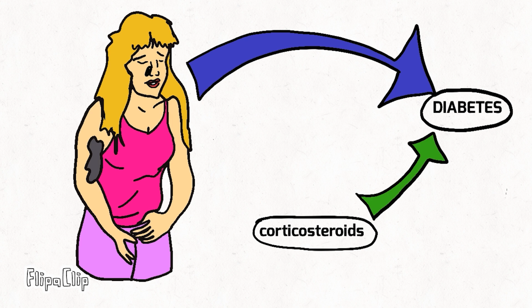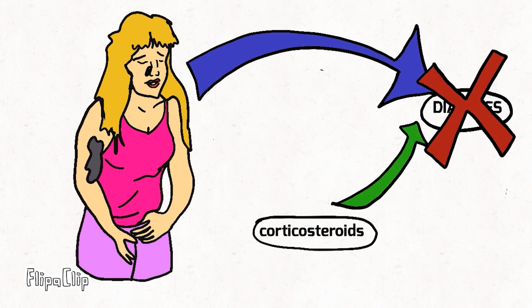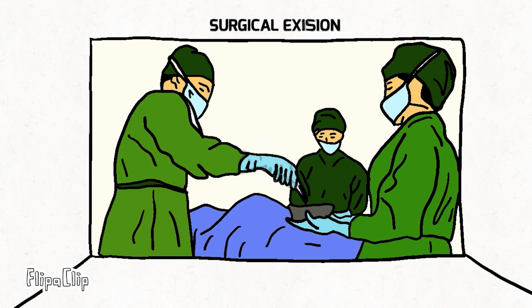The second step is rapid reversal of underlying predisposing factors like diabetes or a person on corticosteroids. The third step would be surgical debridement and excision of the tissue from the affected area, which has been found to be useful when combined with antifungal therapy.